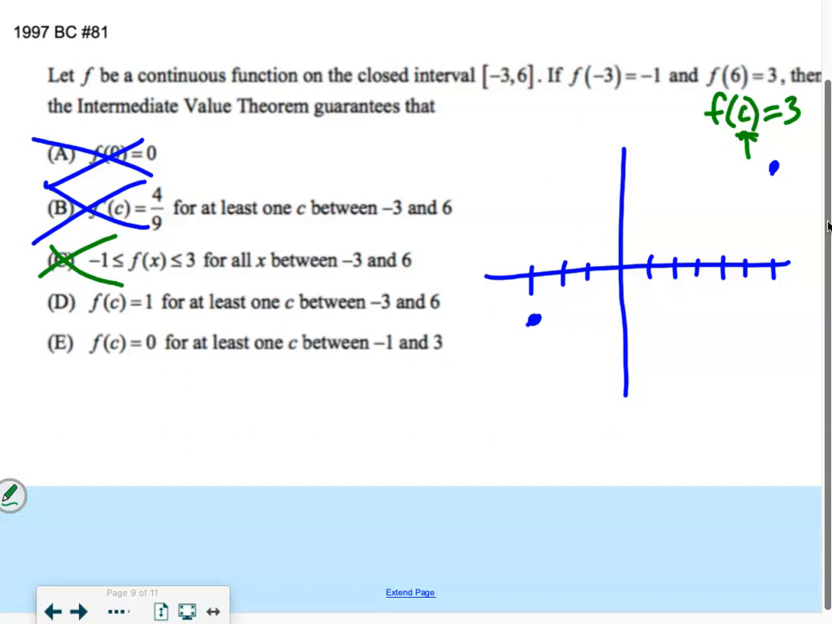So does our C need to be between -3 and 6 or -1 and 3? -3 and 6. This answer is D. The function has to hit a Y value of 1 for at least one X value between -3 and 6.